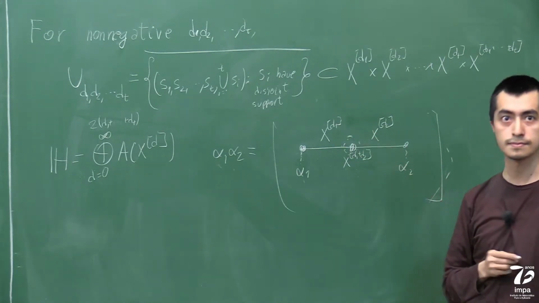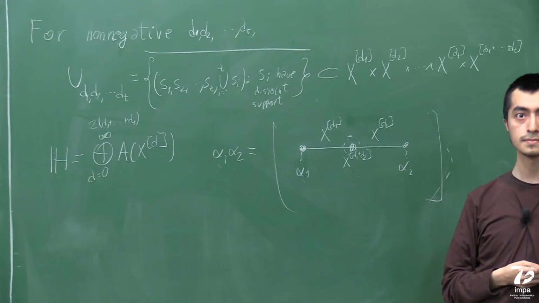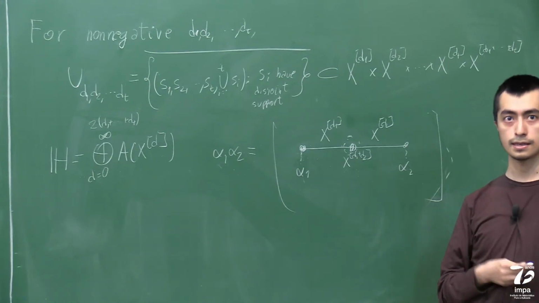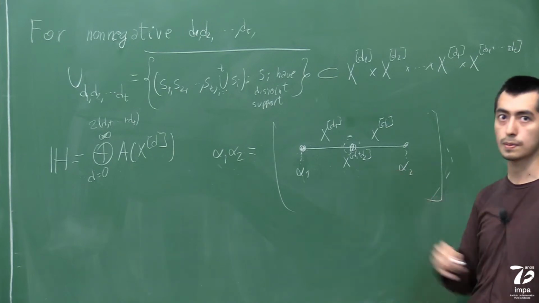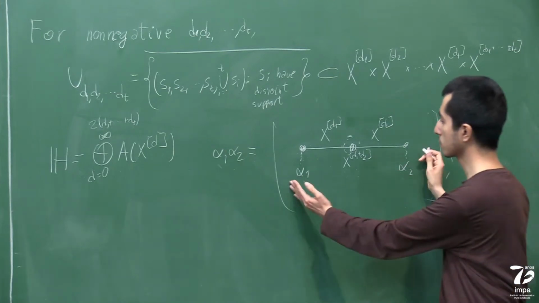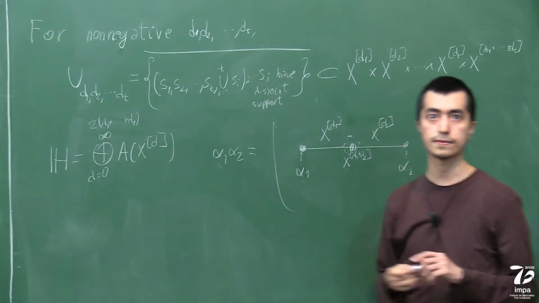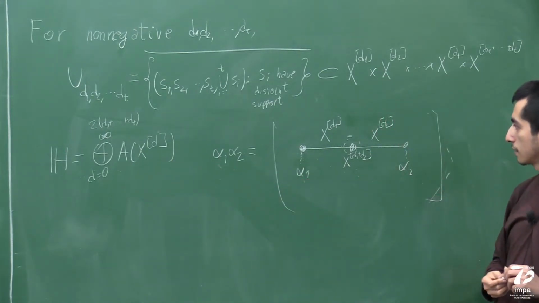So you have a class in cohomology for one Hilbert scheme, a class in cohomology of the other Hilbert scheme. You pull this back to the product of everything, intersect with that U, and push forward. And this convolution lives in X D1 plus D2. So this product adds up the degrees.